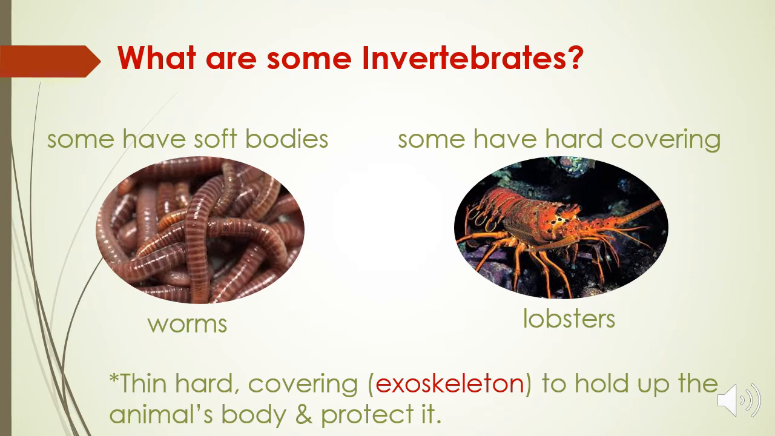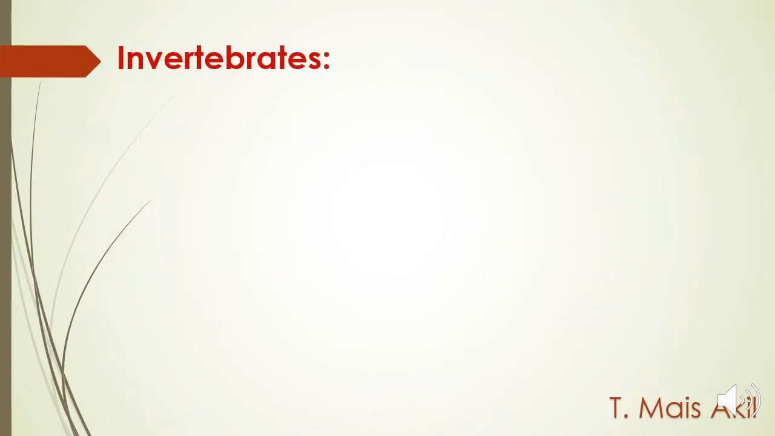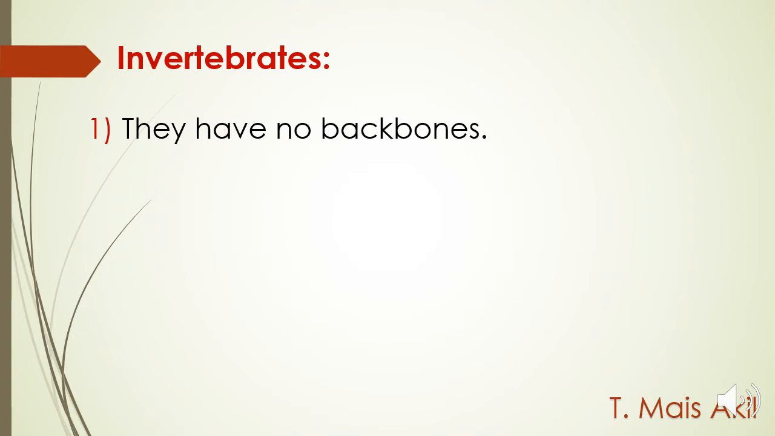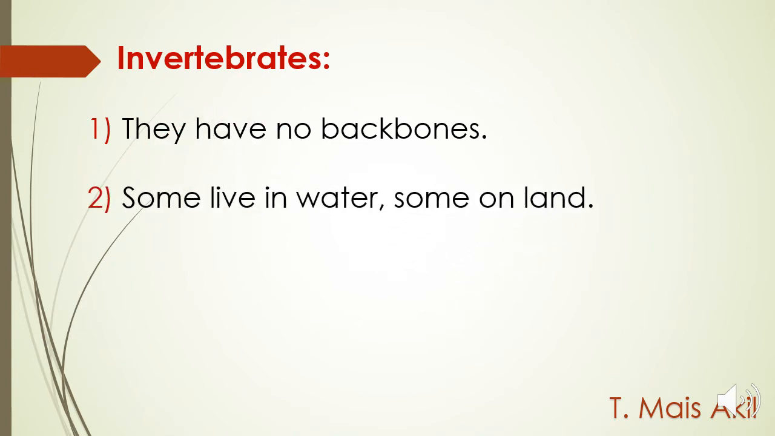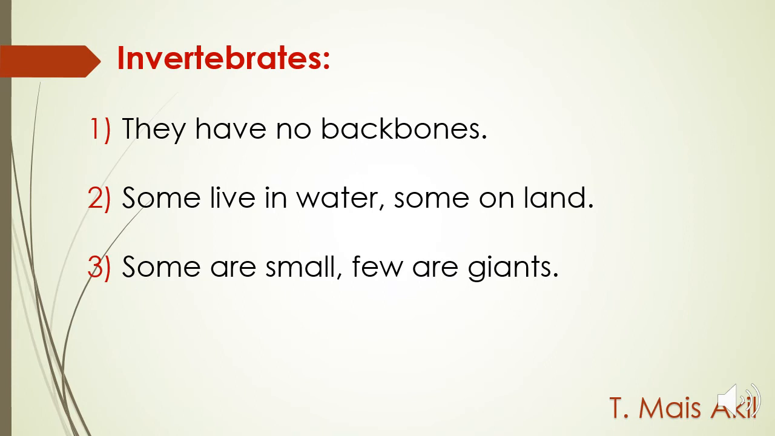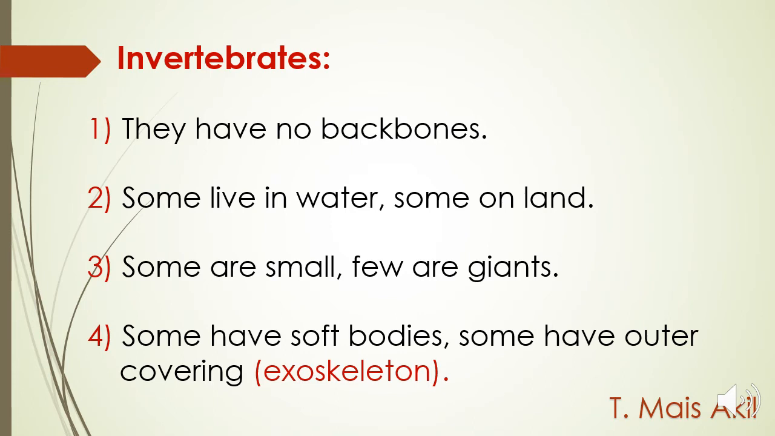Exoskeleton. Exo means from outside. And this is very important to hold up the animal's body and to protect it. So let's repeat again the characteristics of invertebrates. They have no backbones. Some live in water, some on land. Some are small, few are giants. Some have soft bodies, some have an outer covering, which is called exoskeleton.